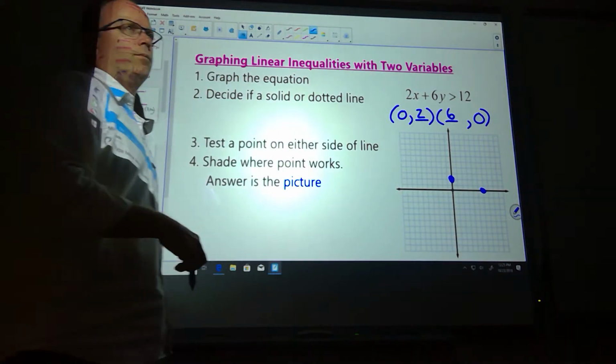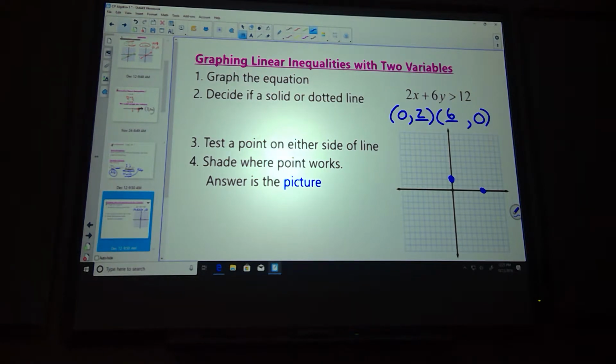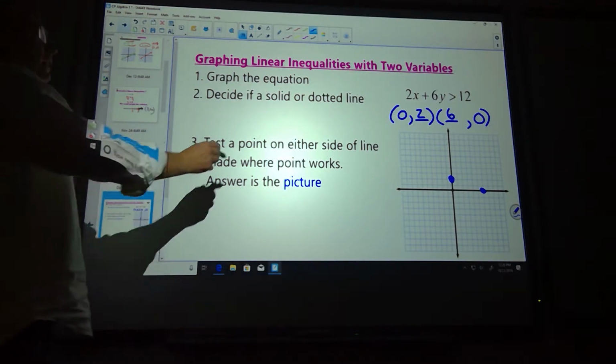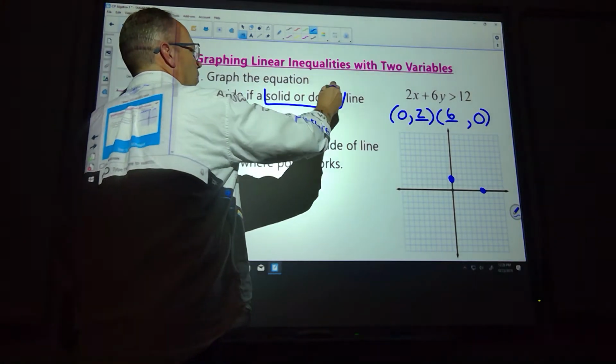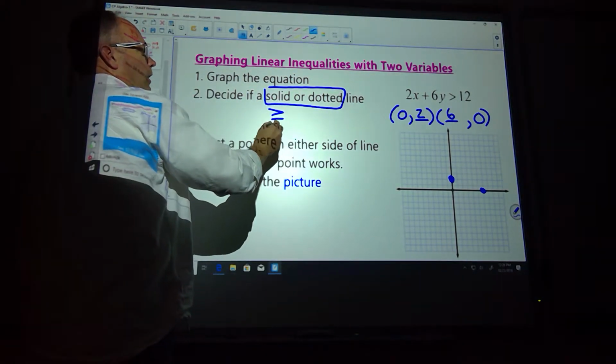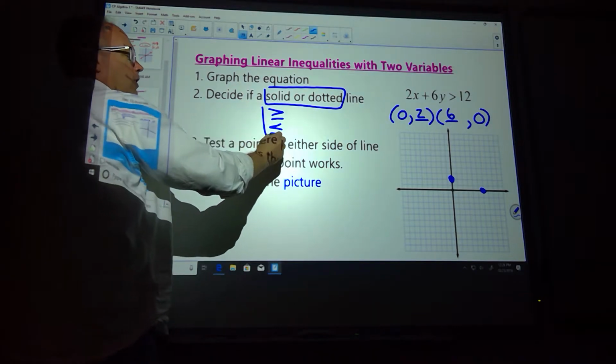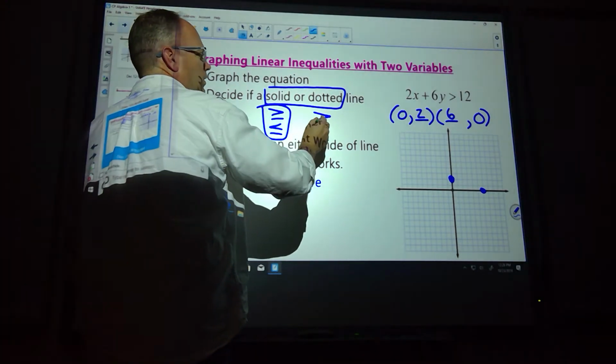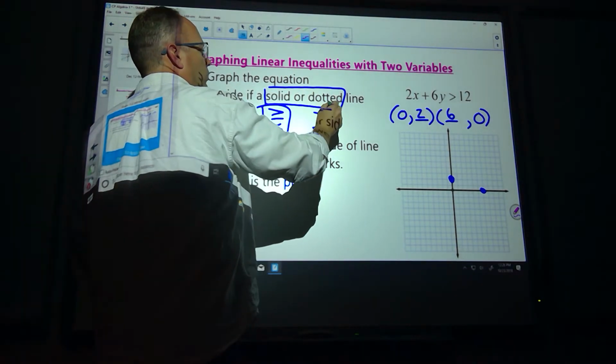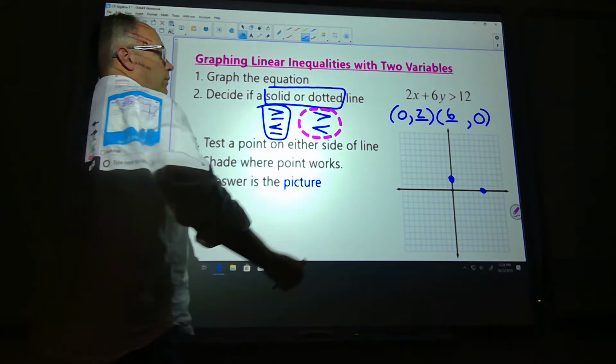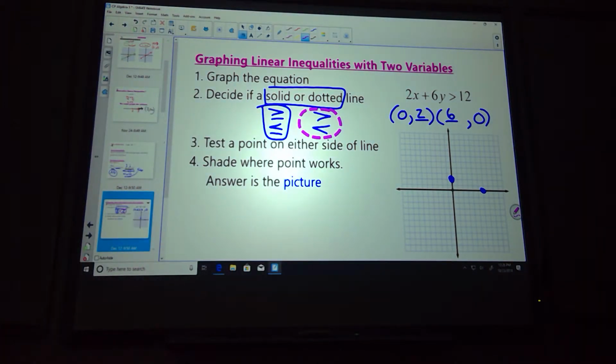Is that okay? Now, this is an inequality, so we need to figure out, do we have a solid or a dotted line for this? If it's solid, your inequality will look like either of these. It's dotted if it looks like either of those. Okay? So which is this one, solid or dotted? Dotted. Does everyone feel comfortable with that?